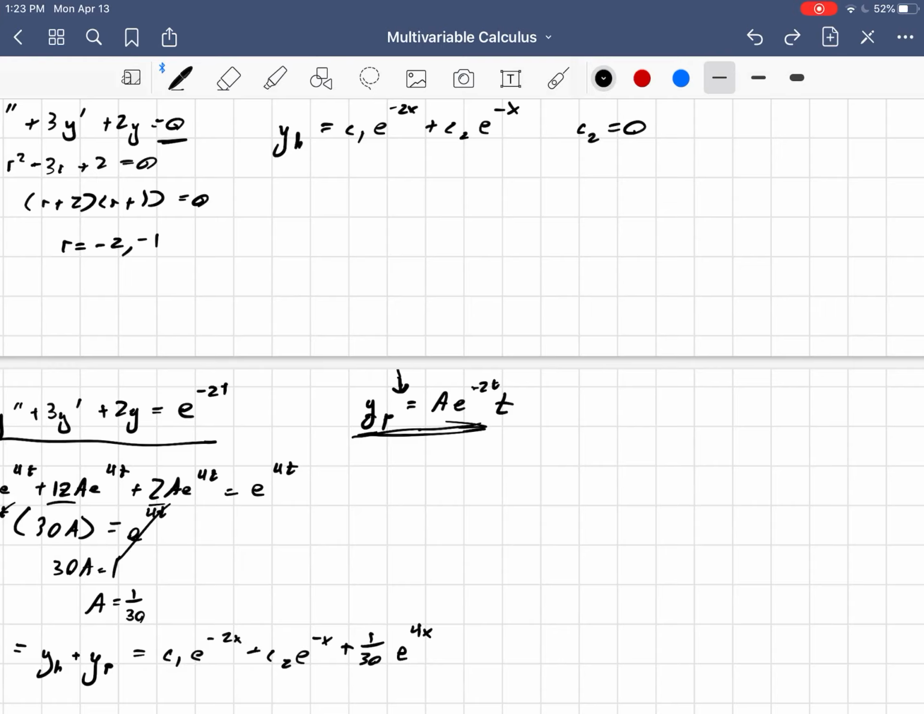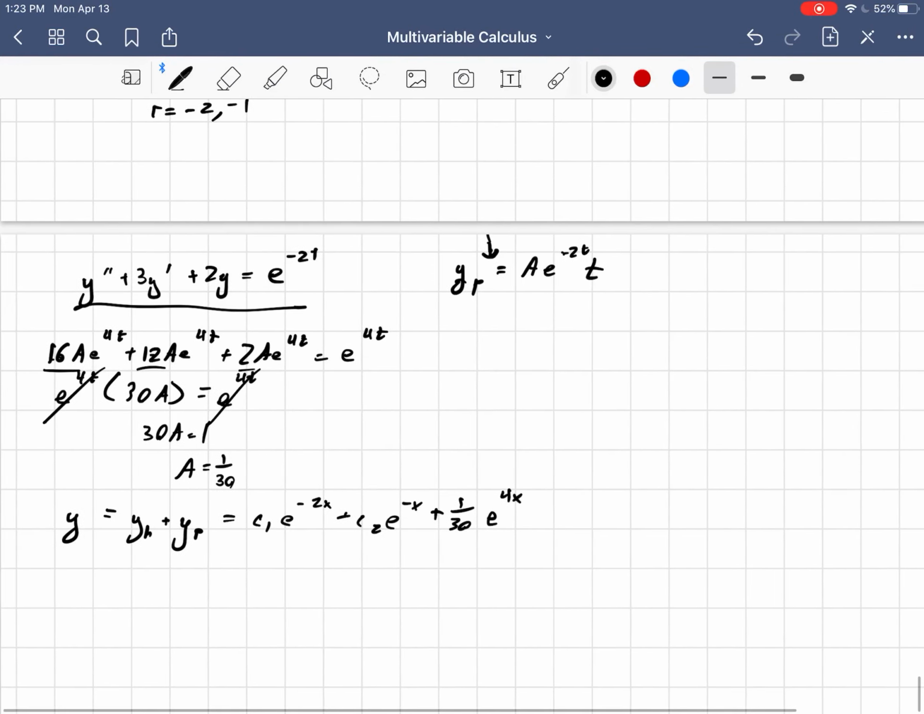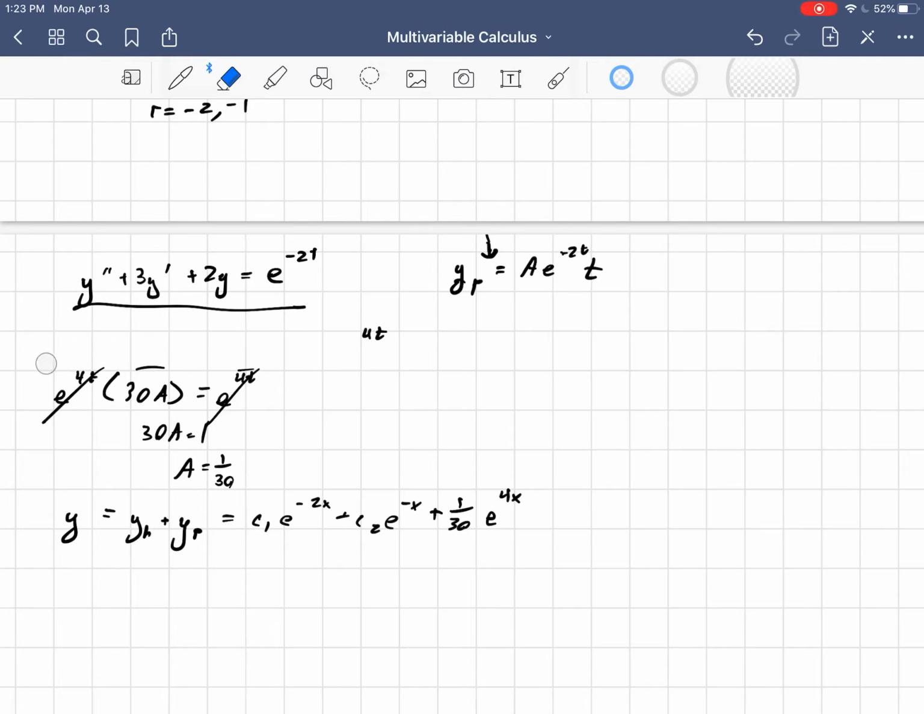Now, these two terms don't have a t or any factor of t, so they can't be scalar multiples of each other because they're missing that t. So basically, just look at the two, and if they match up, then they're linearly dependent. If they don't, then they're linearly independent.